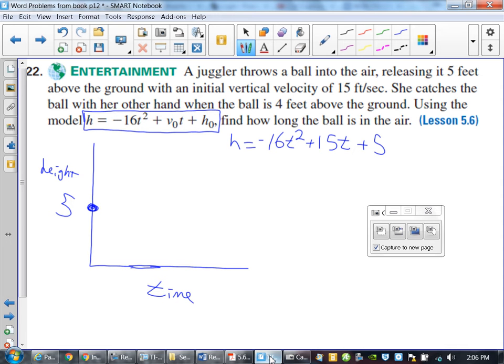With the gravity at negative 16, does this mean it's going to be up like a cup parabola or down like a frown parabola? Down like a frown, yeah, down like a frown.